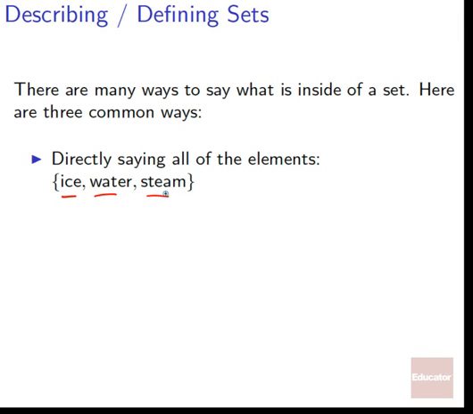Ice, water, steam. Our set has 3 elements. We've just said each of the 3 elements. That's the most basic method. We just say what's inside of the set.